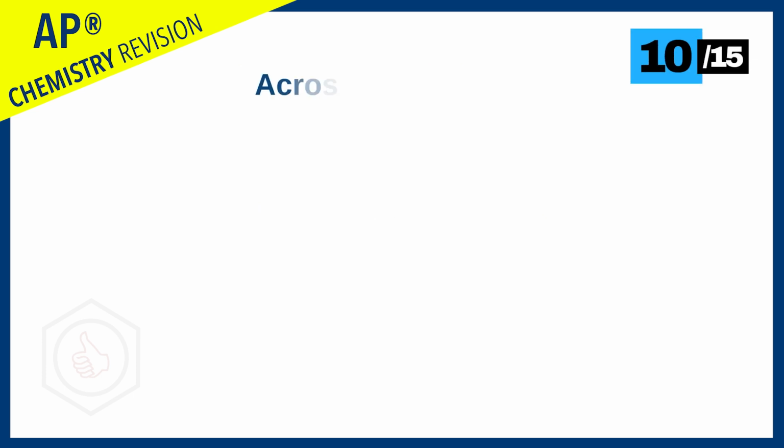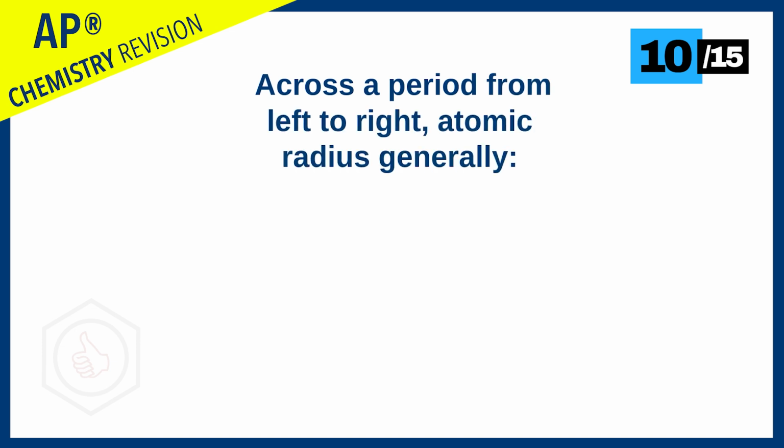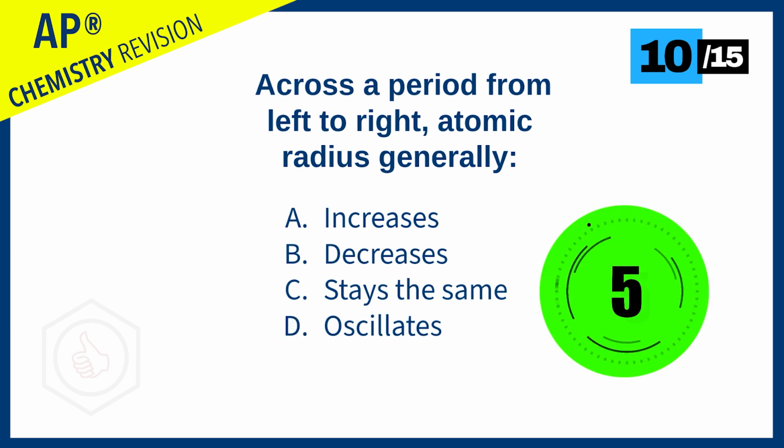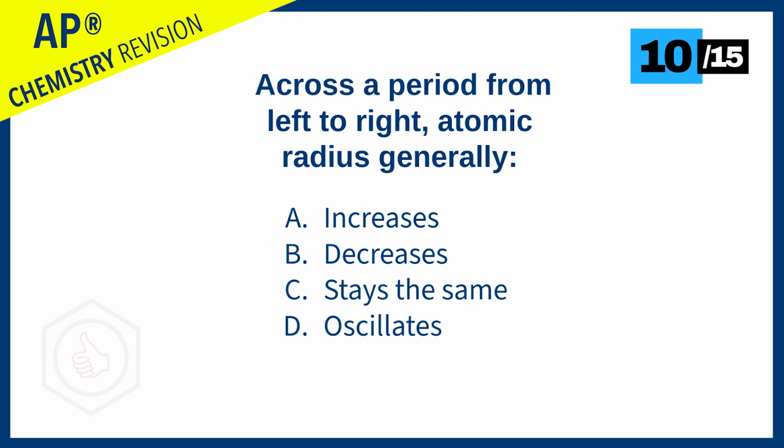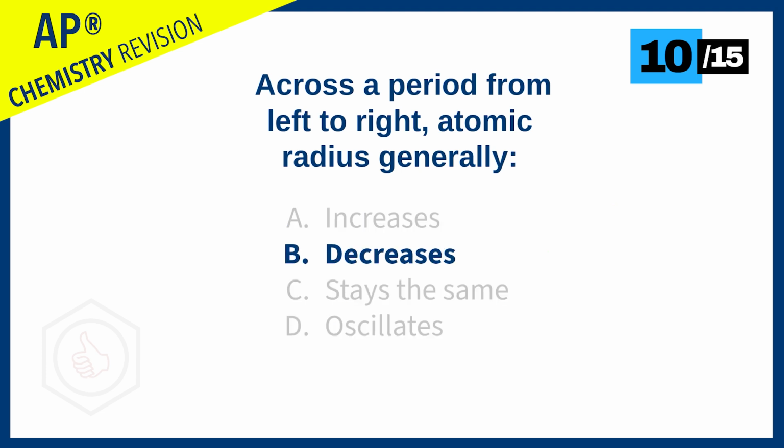Across a period from left to right, atomic radius generally increases, decreases, stays the same, or oscillates. The answer is decreases, because as you move across a period, the number of protons in the nucleus of the atom increases, meaning a greater positive charge, but the number of electron shells remains the same, meaning a similar level of shielding. This results in a greater force of attraction between the outer shell and the nucleus, pulling the outer shell closer to the nucleus and giving the atom a smaller atomic radius.